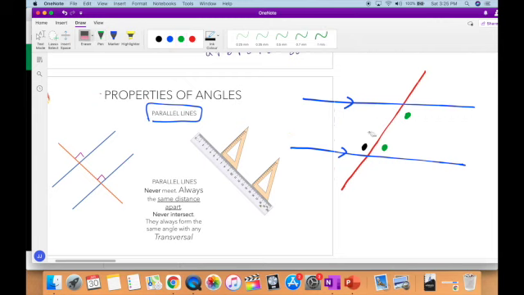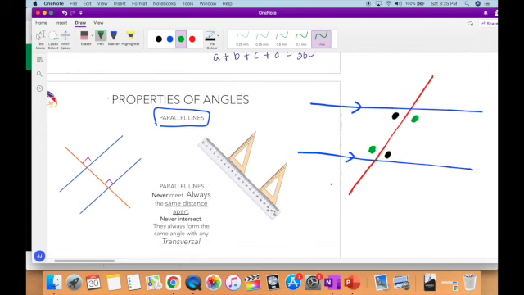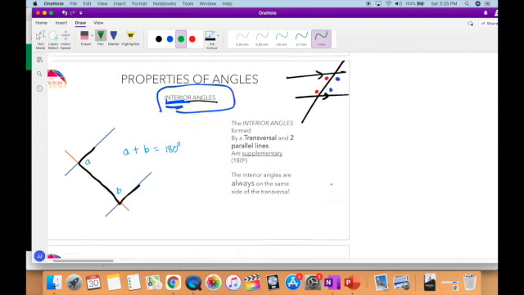And then the last set of angles we had to talk about are alternate angles. That is, if they are on opposite sides of the transversal. So these two are alternate from each other, and these two angles here are alternate from each other. They are on opposite sides of the transversal, right? So let's just see how they work.